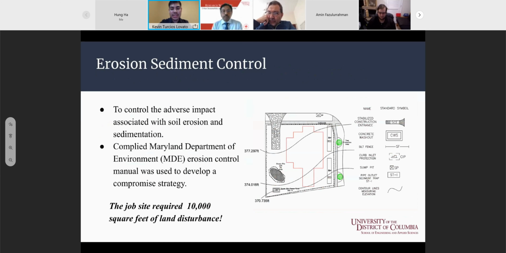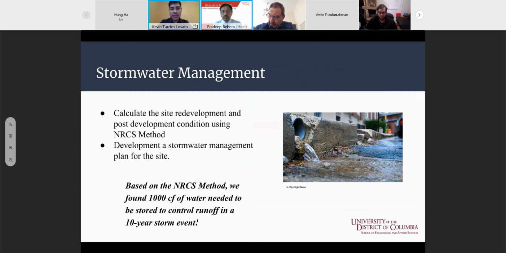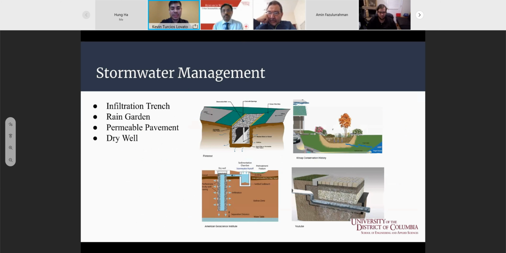For our sediment control design, we followed the Maryland Department of the Environment Erosion Control Manual to develop a strategy for our site, and we found that a total of 10,000 square feet of land disturbance was required. To obtain the permits to construct a new home, we had to implement stormwater management controls to control the excess runoff from the site. We used the NRCS method to find the pre and post development runoff, and we used this to find the amount of water that would need to be stored. We then used this to implement low impact development practices to control the excess runoff. The four that we picked for our project were an infiltration trench, rain gardens in low elevation areas of the site, a dry well to capture runoff from the gutters, and permeable pavement for the driveway.